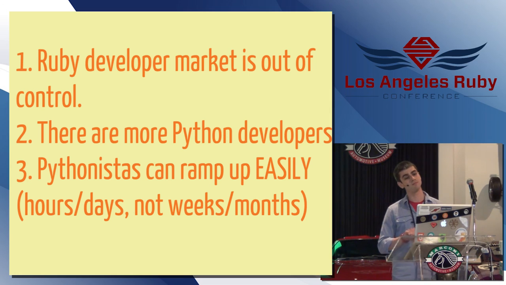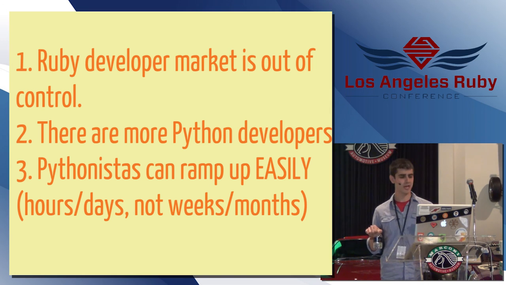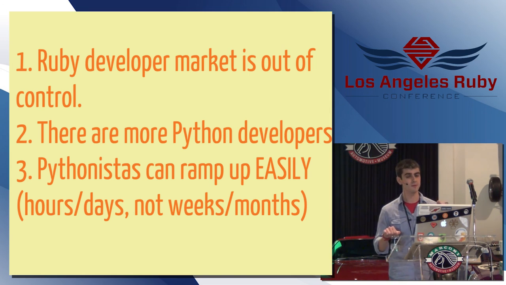And I've noticed, my company's small, so this has only happened to us maybe 2 times, but in my experience, Python programmers can ramp up for Ruby very quickly, much faster than, say, a Java developer, something like that, by which I mean hours or days if they're an experienced programmer instead of weeks or months to really get a feel for the language.